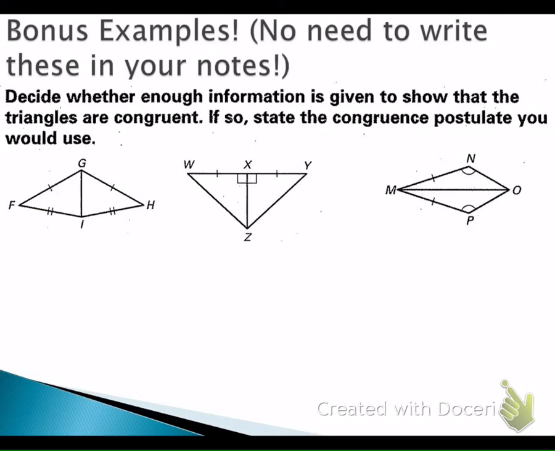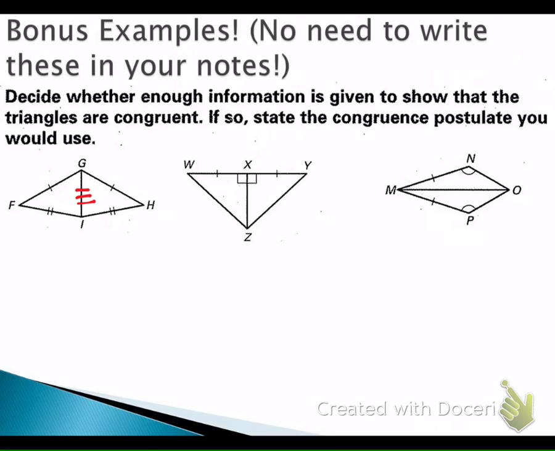All right, so as it says on the board, you don't need to write these down. But this is kind of where we'll end up going with this. Instead of saying, is it this one particular postulate, it'll just say, is it any of the postulates, and if it is, which one? So, is there enough information to show that the triangles are congruent? If so, state the postulate. So number 1. What do you think? Yes, because that's the same, right?